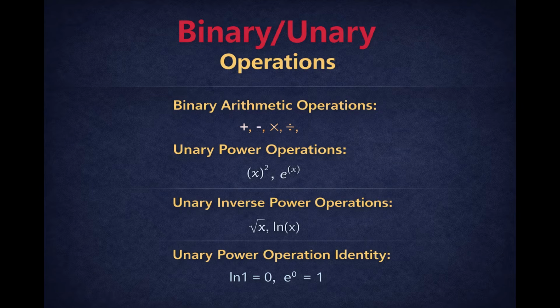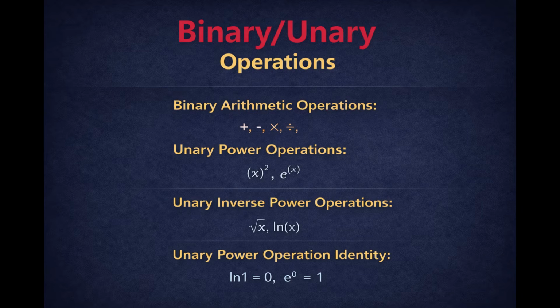When we write x squared, or e to the x, we are not combining two numbers. We are transforming one number into another. These operations introduce nonlinear behavior, and they play a central role in modern mathematics and physics.